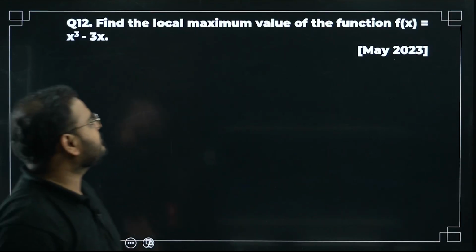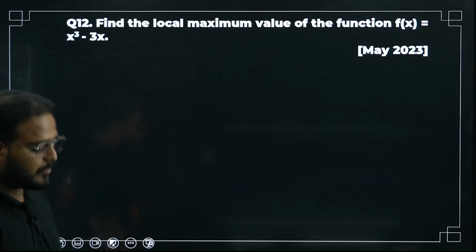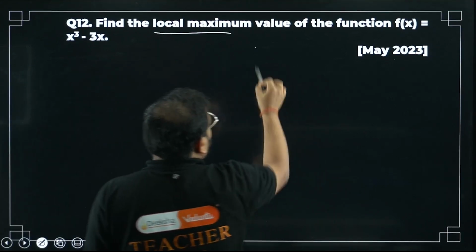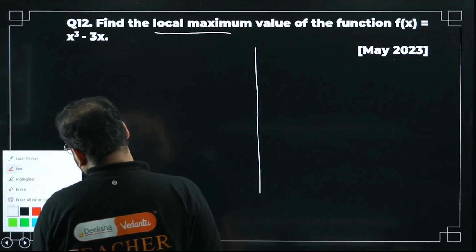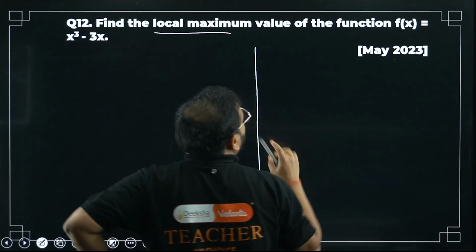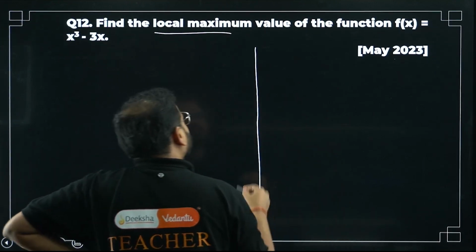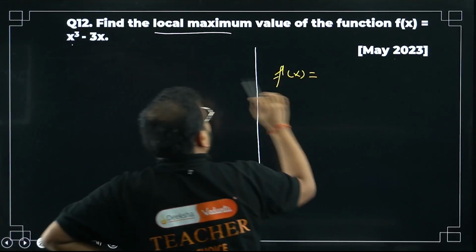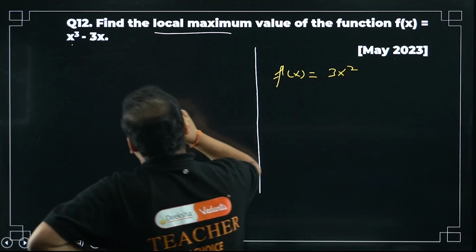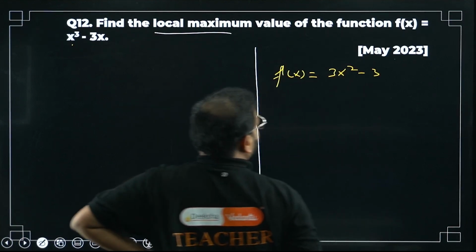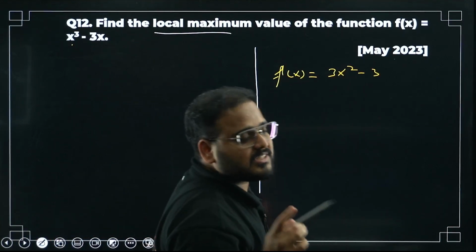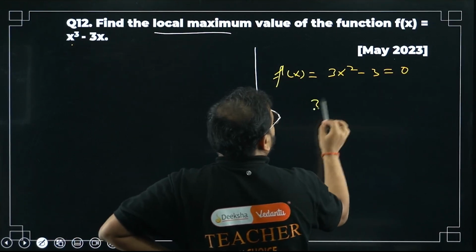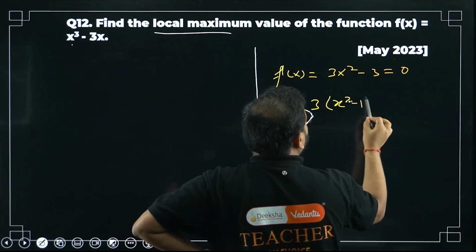Find the local maximum value of the function f(x) equals x cube minus 3x. Local maximum. Find second derivative, sir. But we need the critical point first. So for that, first derivative. f dash of x equals 3x square minus 3. To get the critical point, what is the step? Put it equal to 0. Take 3 common: x square minus 1.